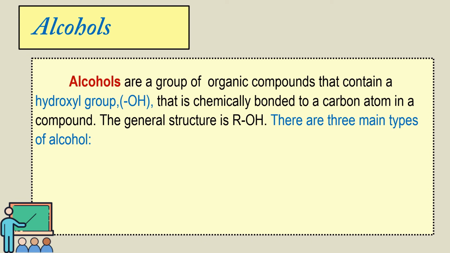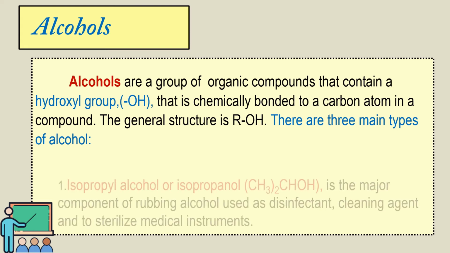Alcohols are a group of organic compounds that contain a hydroxyl group that is chemically bonded to a carbon atom in a compound. The general structure is ROH. There are three main types of alcohol.